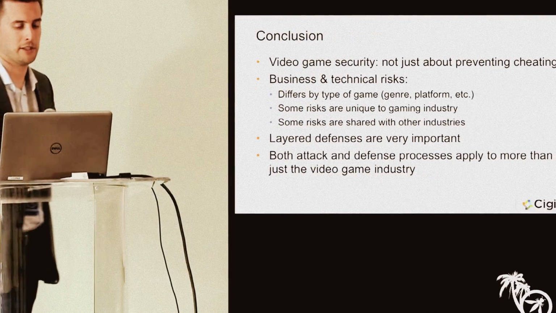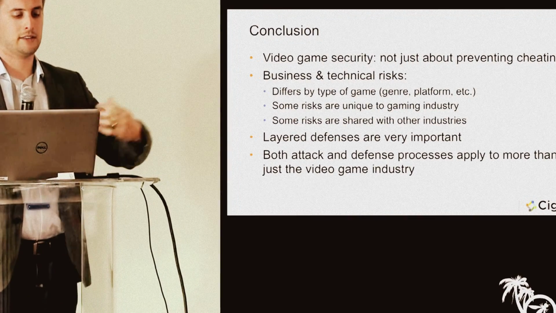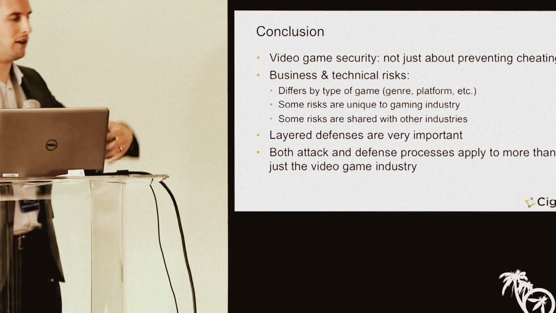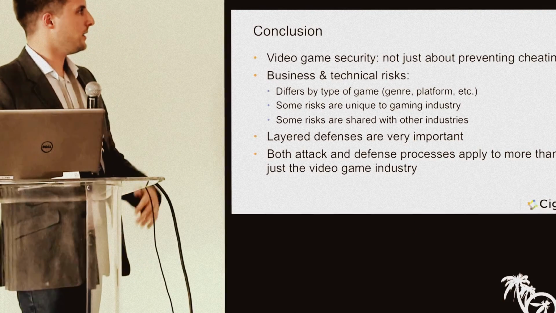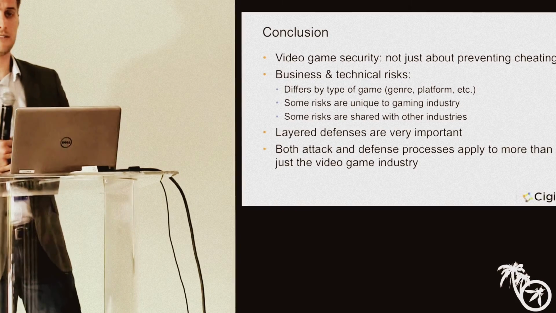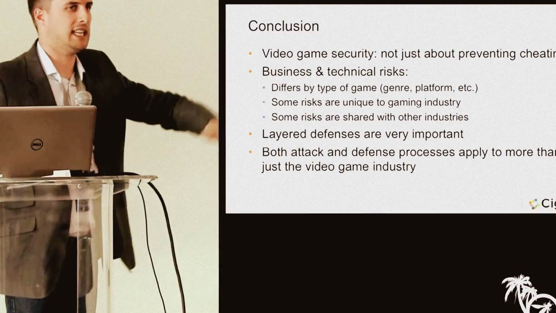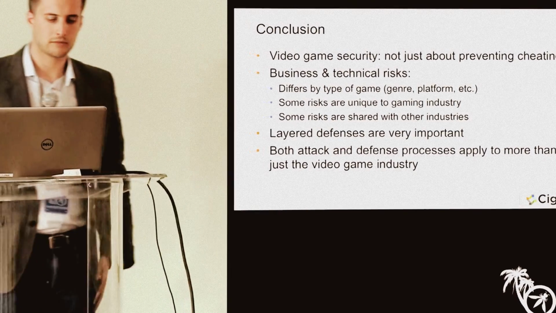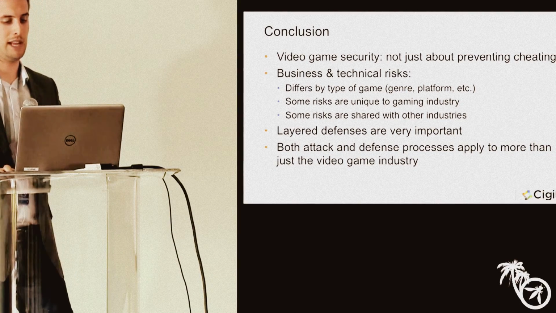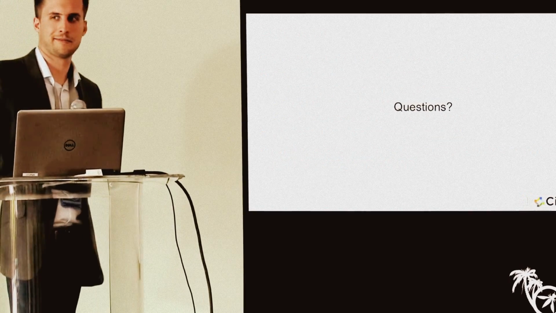So in conclusion, video game security is not just about preventing cheating. It also varies by businesses and business type and technical risks, by genre, platform, etc. Some of the risks are unique to the industry and some aren't. So there's crossover. Layered defenses are very, very important, because if I can find a weakness in any layer, then I've won. And like we were saying earlier, both attack and defense processes apply to more than just the video game industry. So, are there any questions?